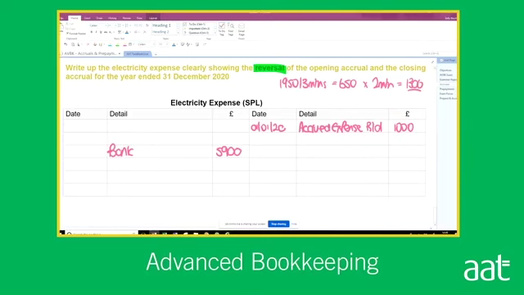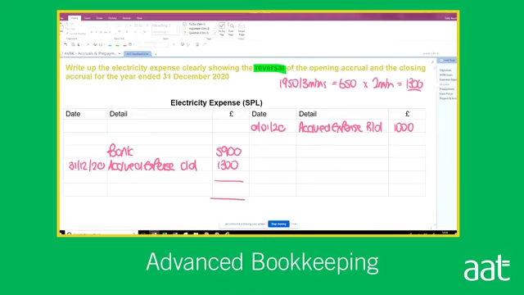So in terms of dates, we will be looking at the 31st of December 2020. And this time I've got my accrued expense carried down. Okay, and this is the 1,300. So I've correctly dealt with my opening and my closing accrual. What I need to do now, and this will be expected of you in your exam, is work out what is the charge we are going to put through to the P&L. So it's effectively going to be the balancing figure.